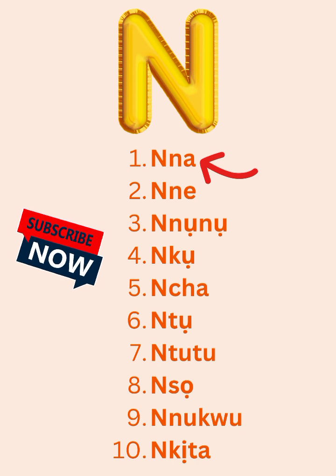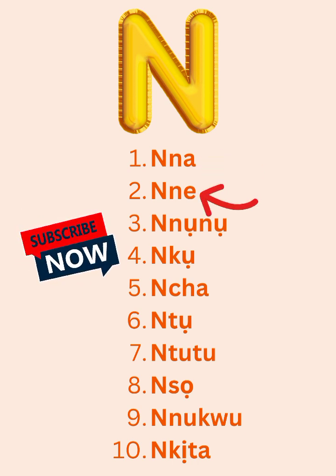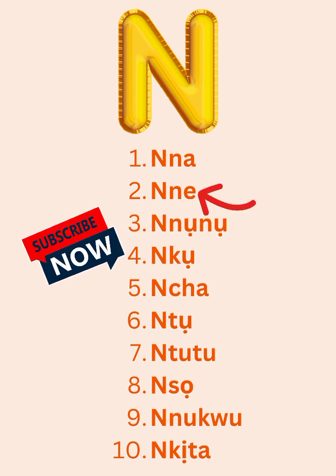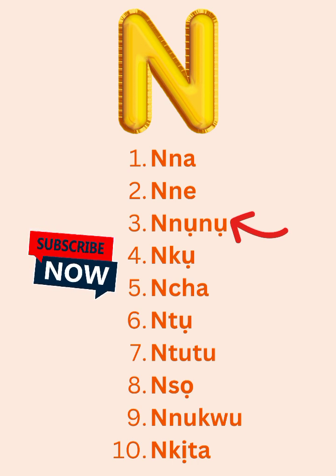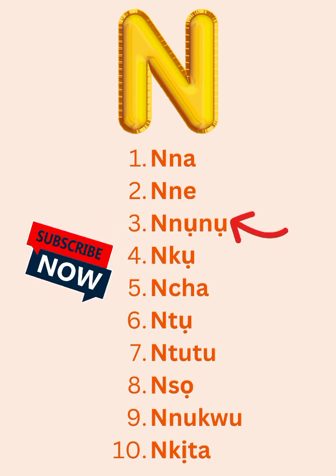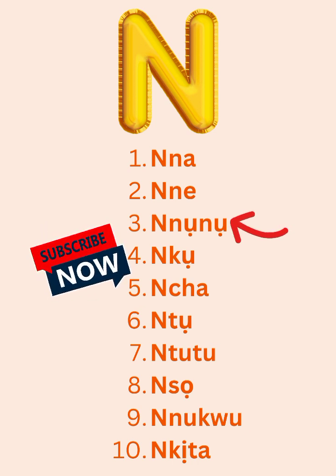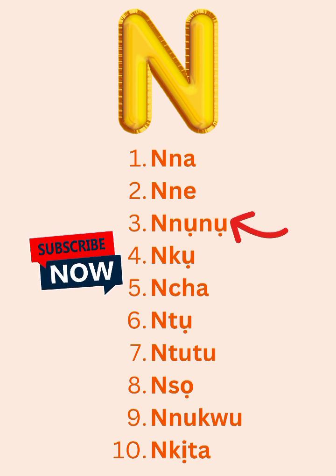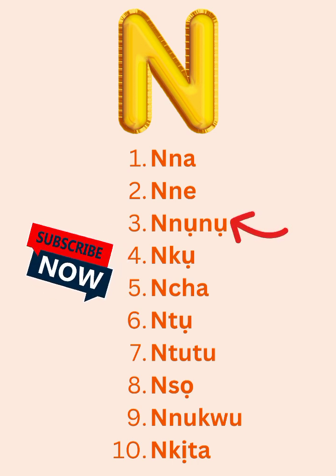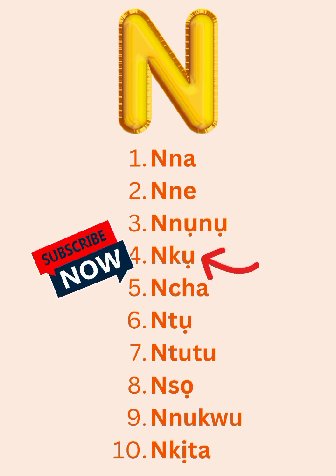Nna. That is father. Nne. That is mother. Nno. This word has 3 ne, but only the first one is sounding like that. That means it is the vowel and the rest are consonants. The nno is a bird. The fourth word is nko.